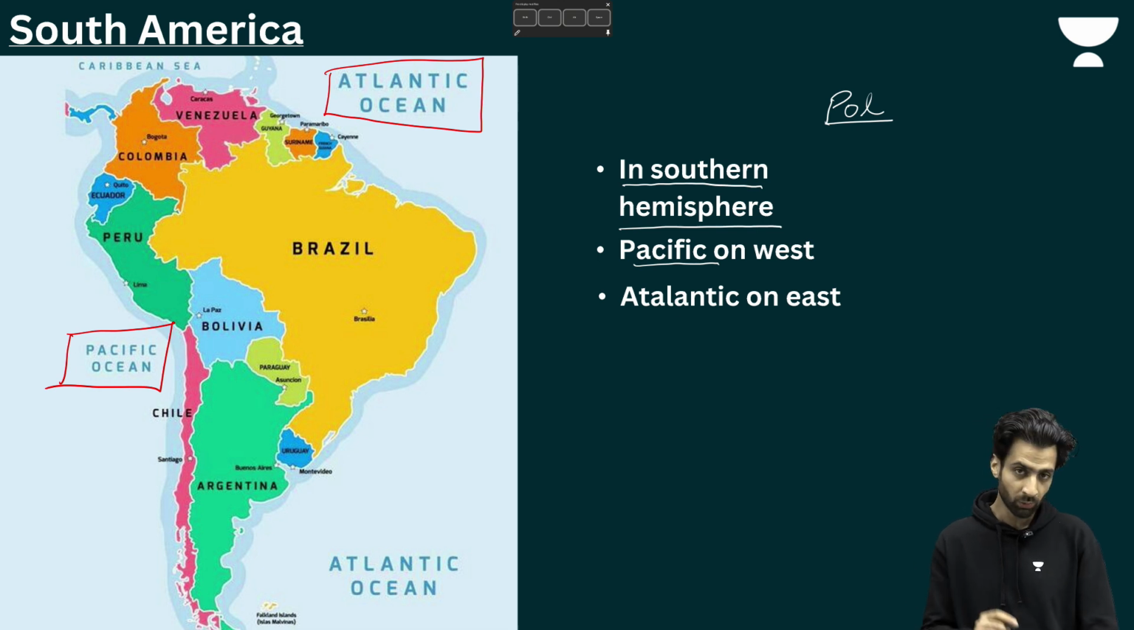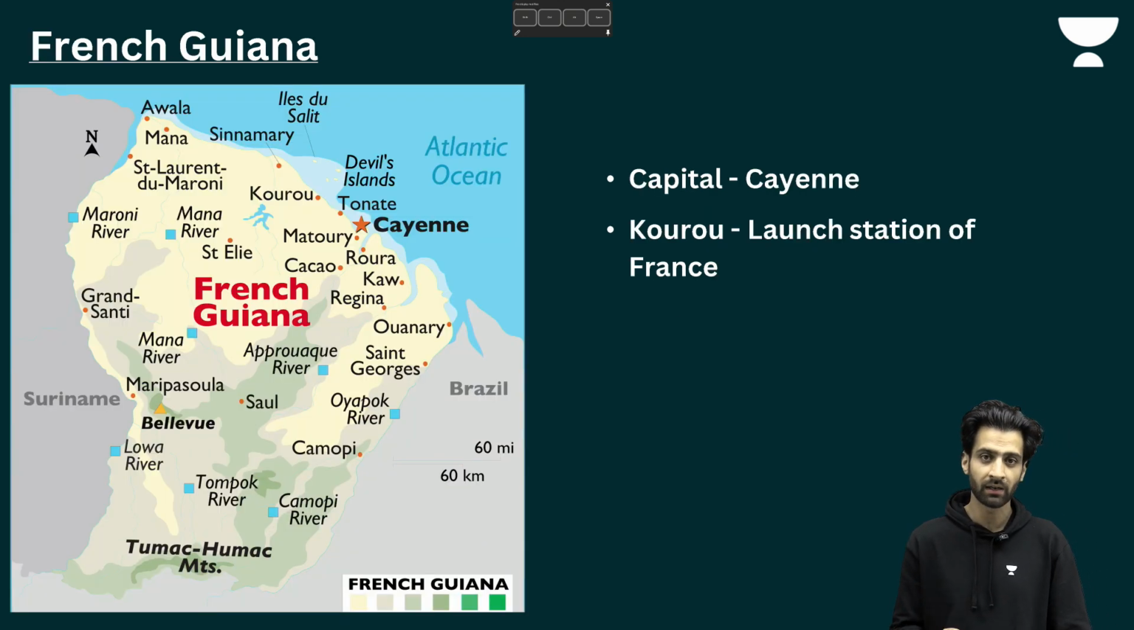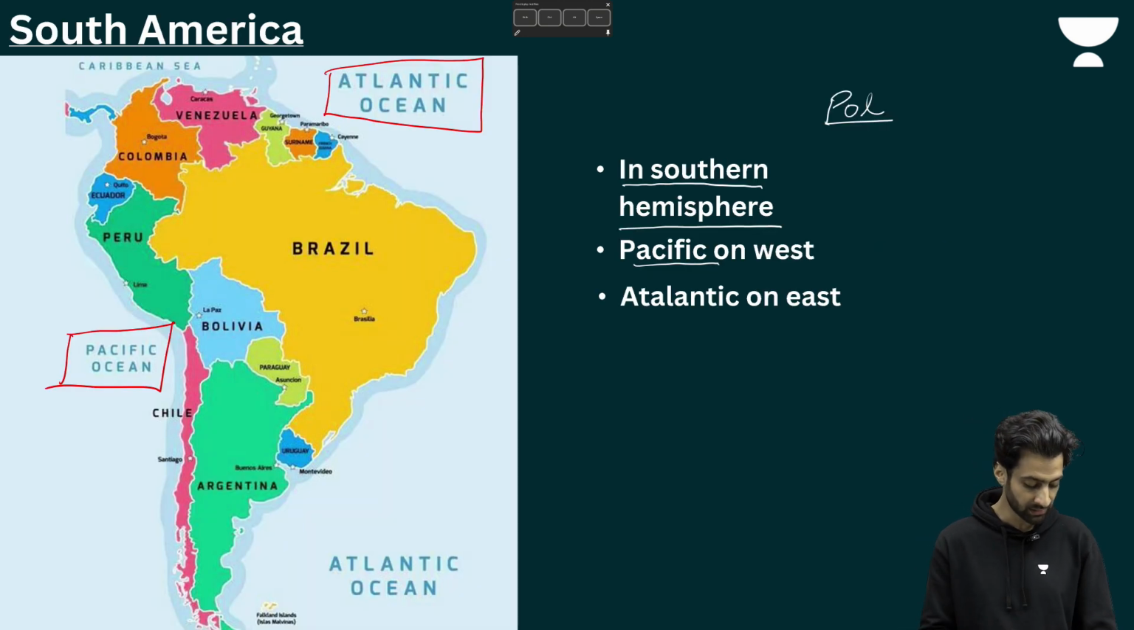Now, we will take one country at a time and try and learn about each country, but only the very important places that we need to know. There are a lot of places and a lot of things in these countries, but we don't have to remember everything. If you see the map, we'll start with French Guiana.